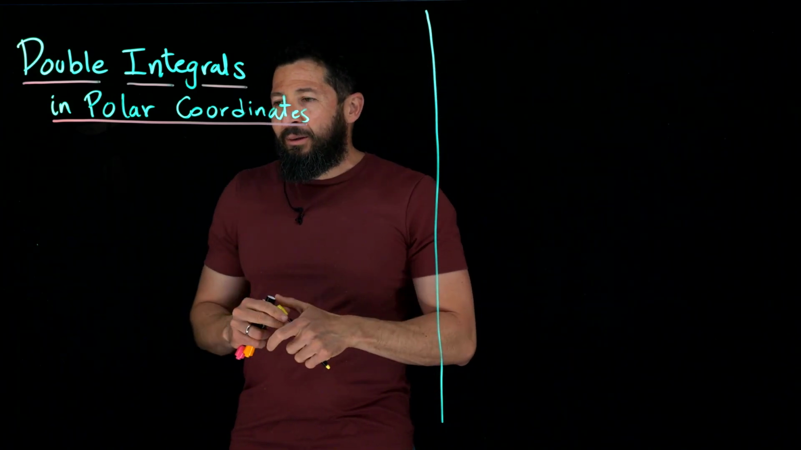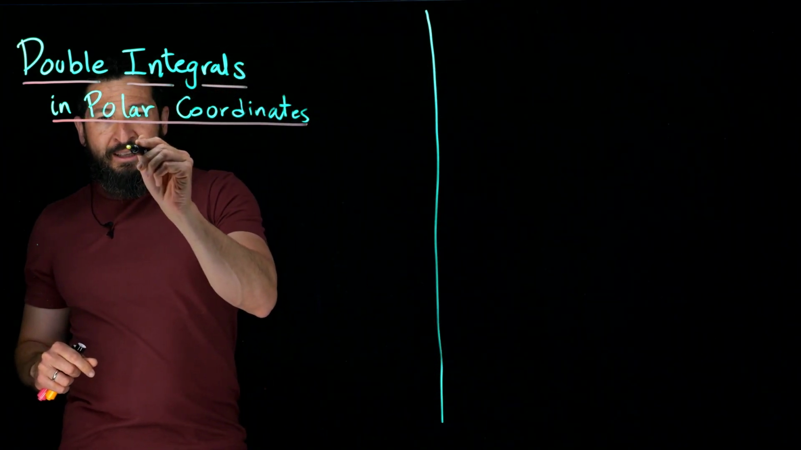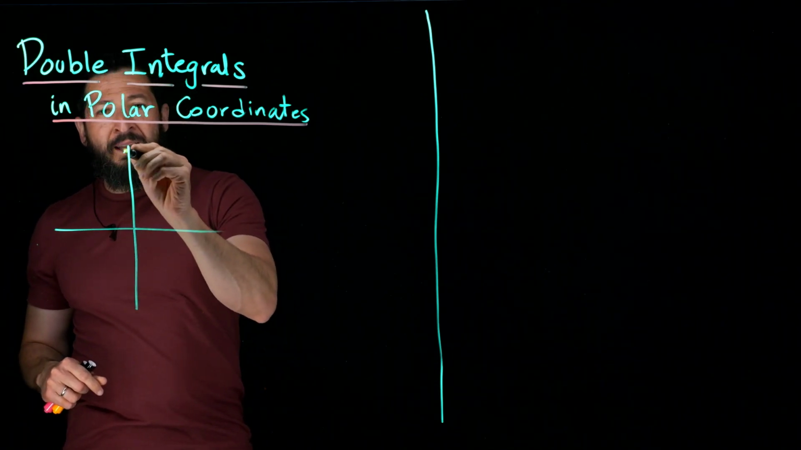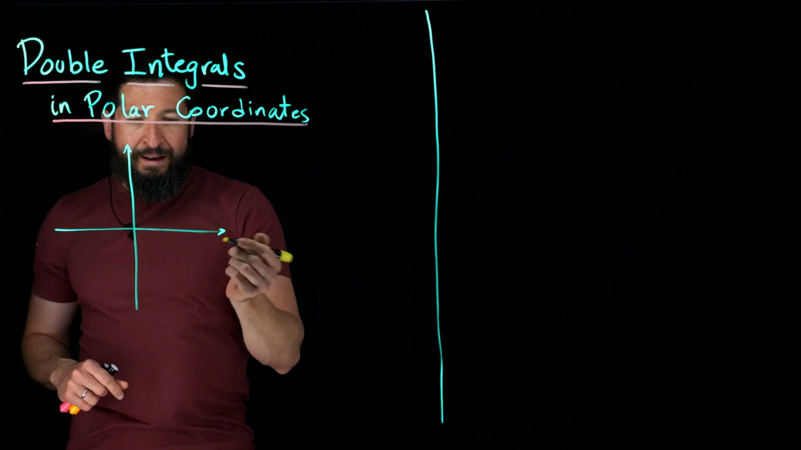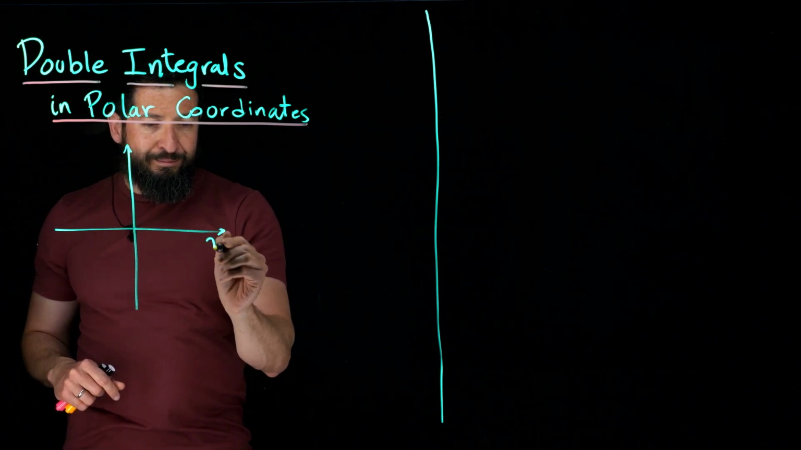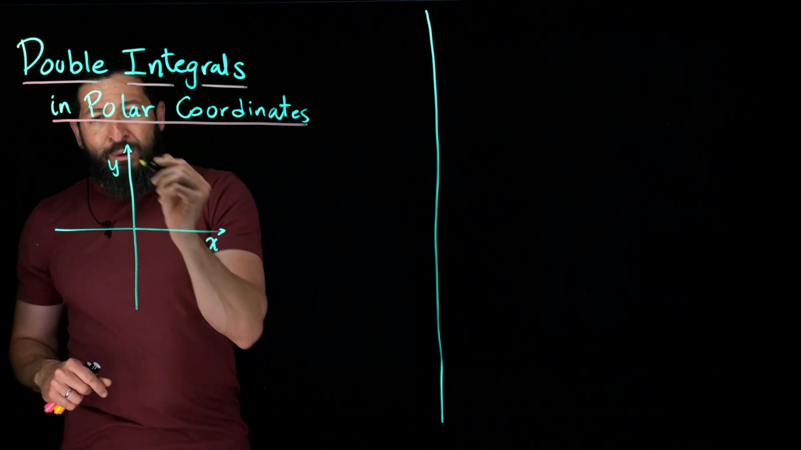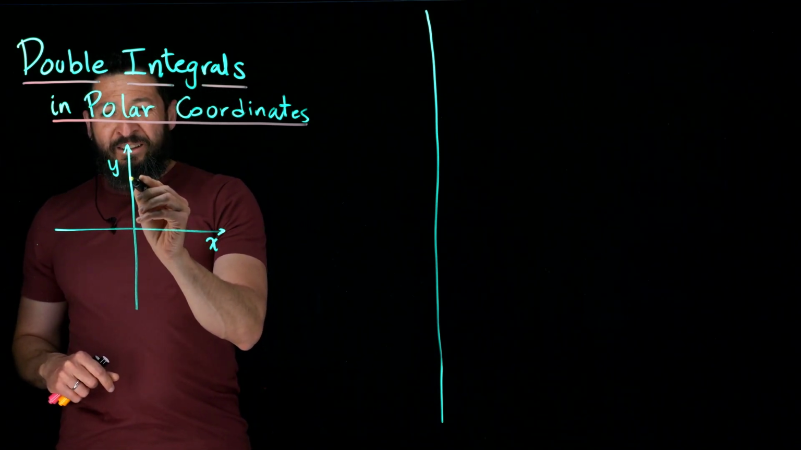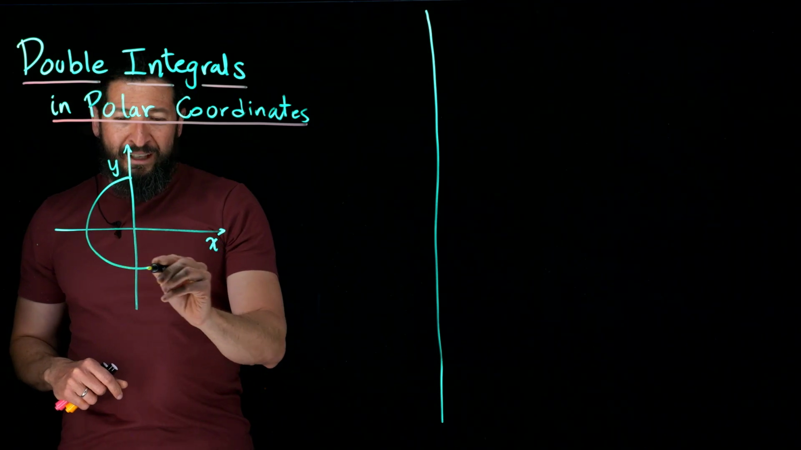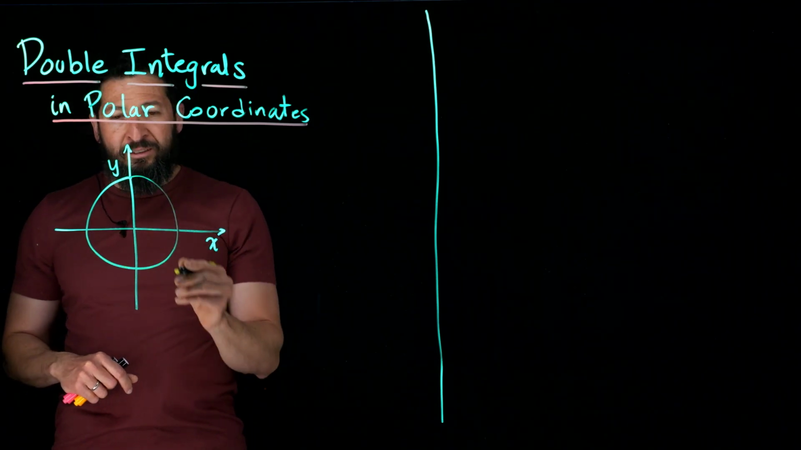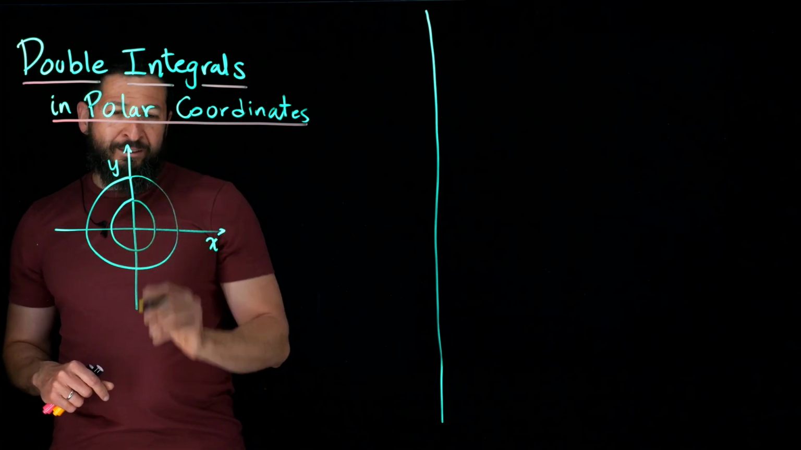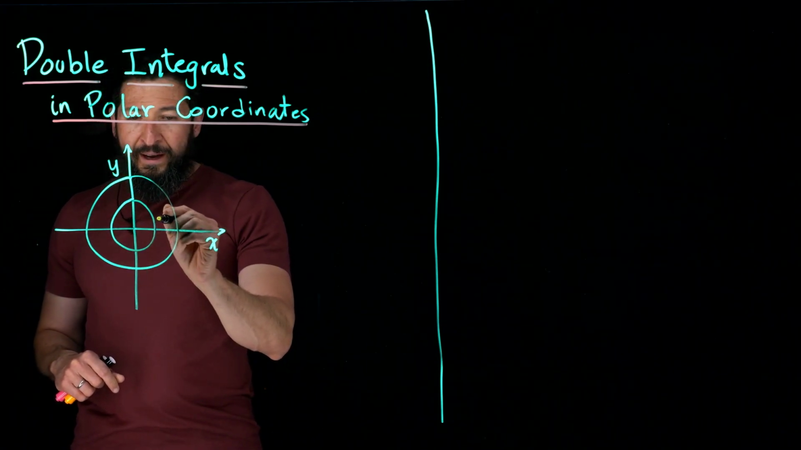All right, so now let's think about regions that may be a bit less friendly to rectangular coordinates and more friendly to polar coordinates. So how would you integrate? And this is an example I did in class, so it's not very different.